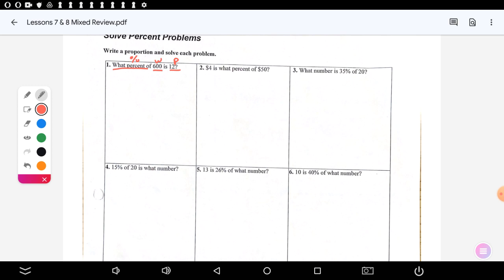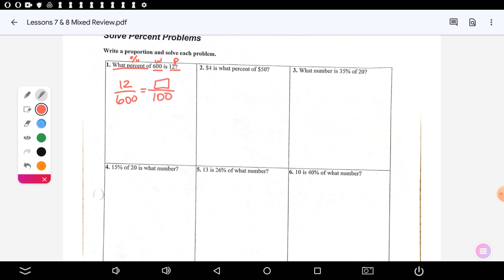I'm going to set all of these up using a proportion because all of them were pretty straightforward if you set them up as a proportion. What is my proportion format? Like what over what equals what over what? Naomi? Part over whole equals percent over 100. Yes, part over whole equals percent over 100. So this one would be 12 over 600 equals box over 100.